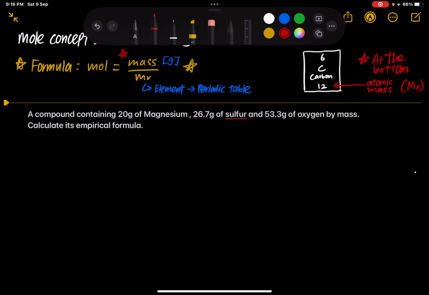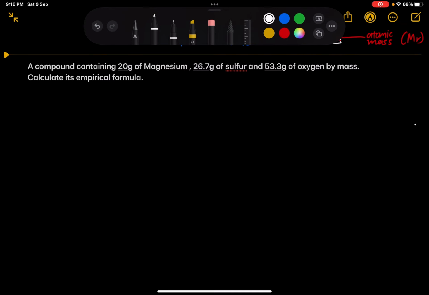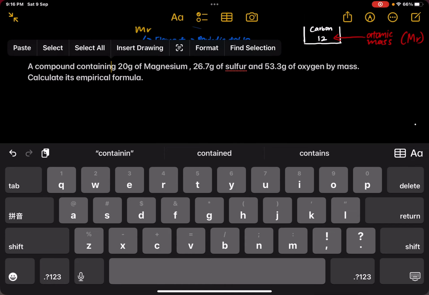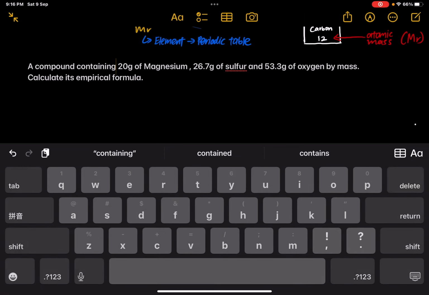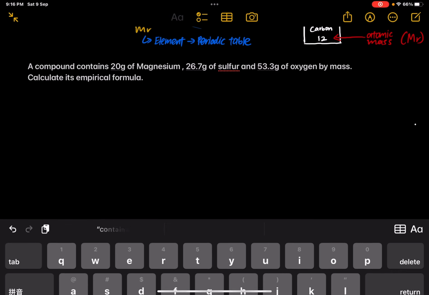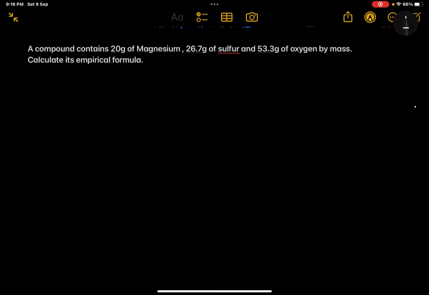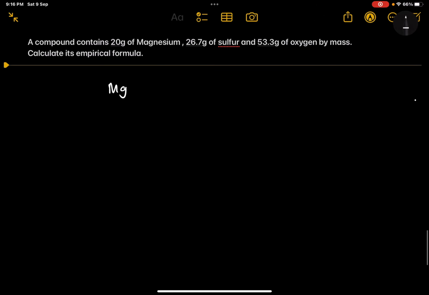A compound contains 20 grams of magnesium, 26.7 grams of sulfur, and 53.3 grams of oxygen by mass. Then calculate the empirical formula. The first thing we're going to do is list all the elements that they have here: Mg, sulfur is S, oxygen is O. Then we're going to put the mass down.